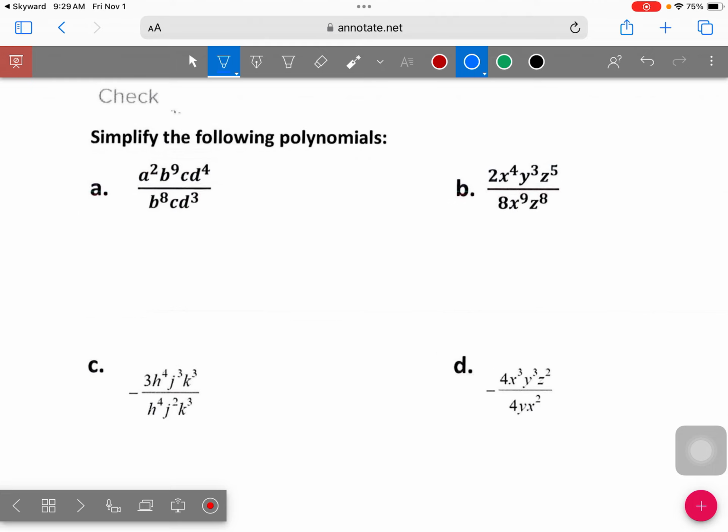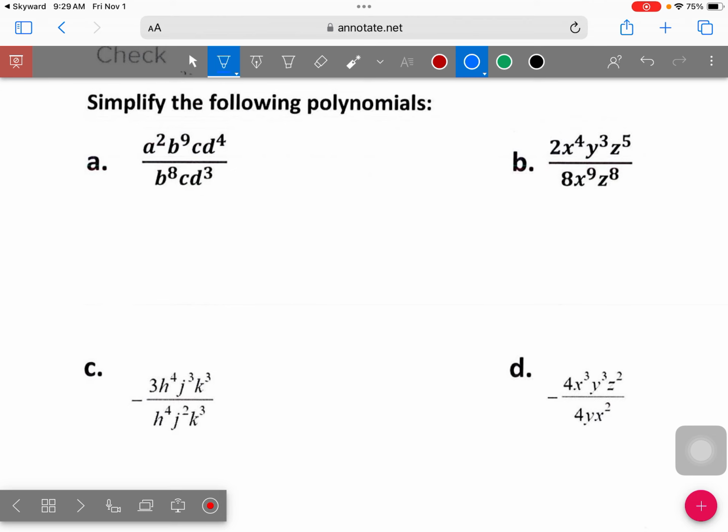Let's do letter A. Letter A, I have A squared. Well, first of all, I'm going to go ahead and put a 1 where I don't have any exponent, because that's going to help me out. So here I have an A squared. There is no A on the bottom. I'm just going to leave it as A squared.